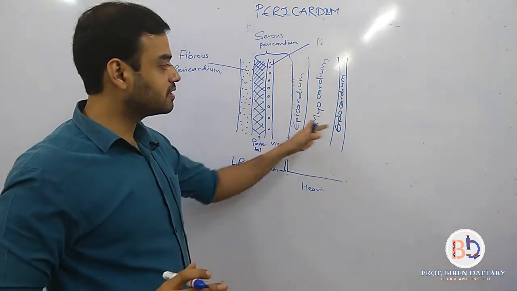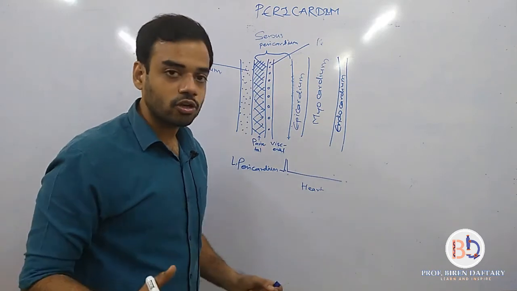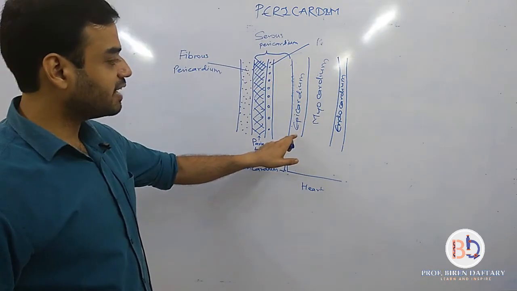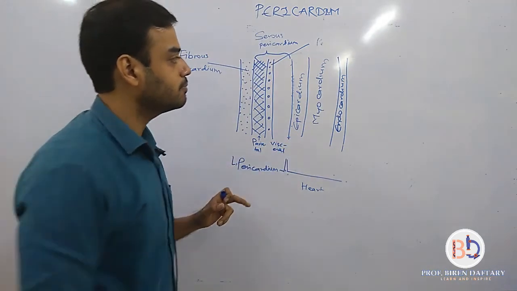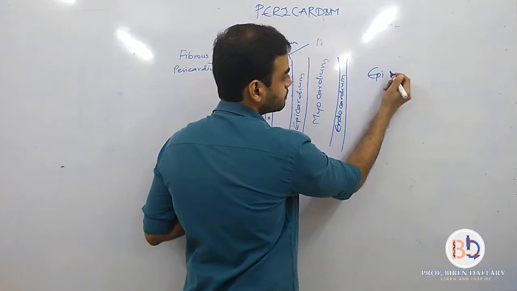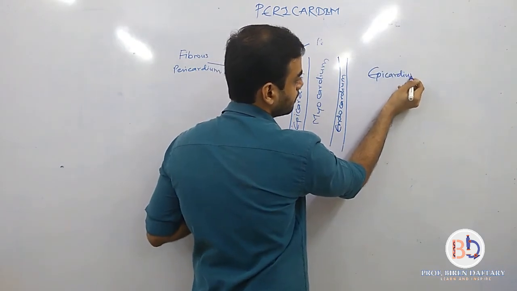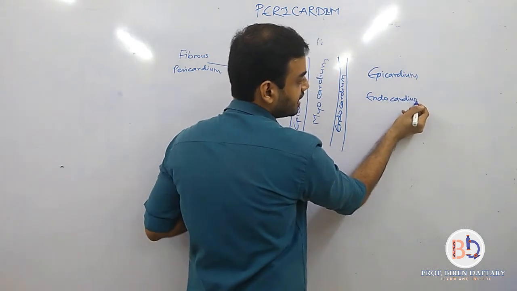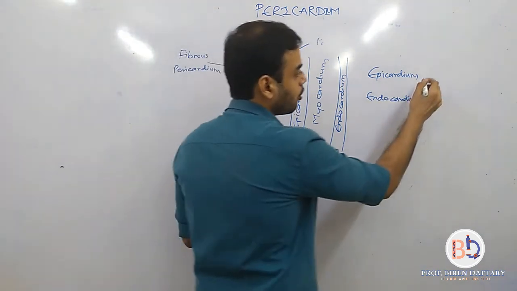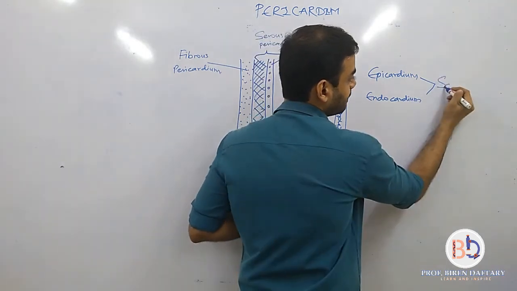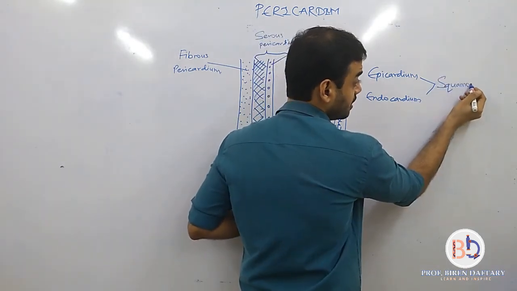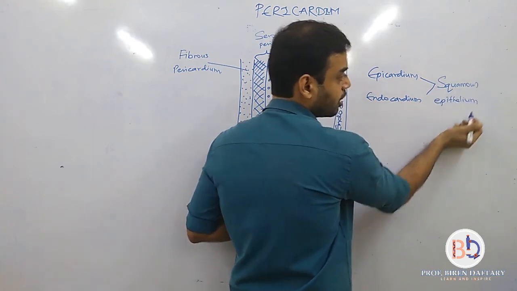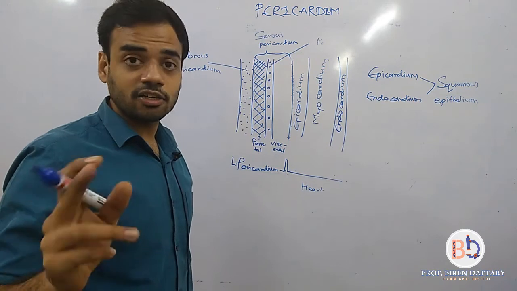Now you have to remember these three layers. First of all, you need to remember what are they made up of and what are their functions. So please remember epicardium and endocardium. So I will write it down over here. Epicardium and endocardium, both these layers are made up of squamous epithelium. Do you remember? See, you have to know what is the meaning of squamous epithelium, cuboidal, all that. Because even in lungs we had studied.